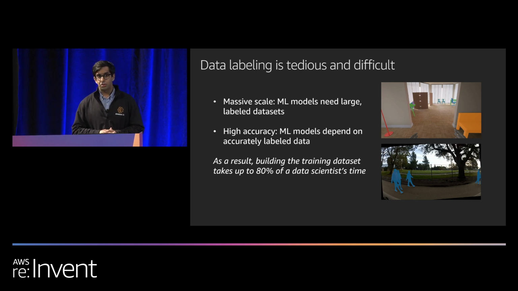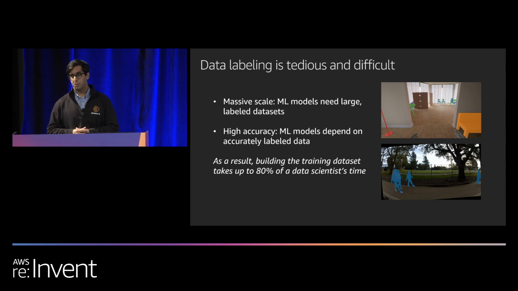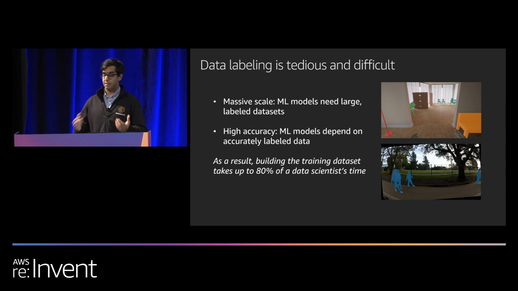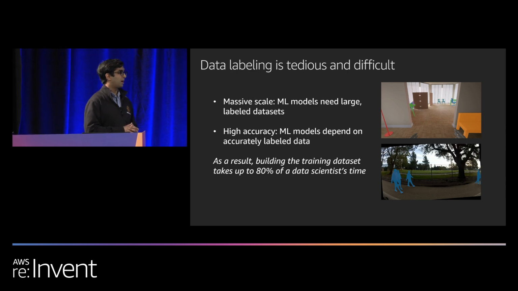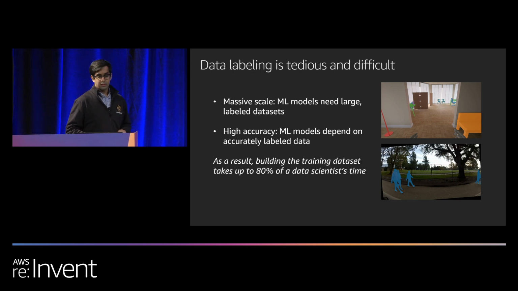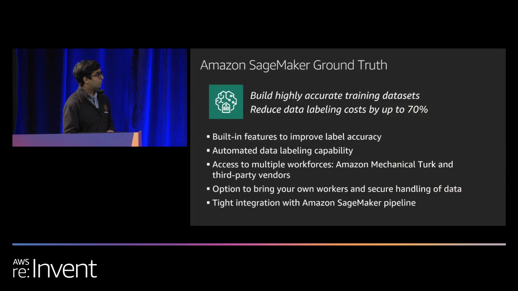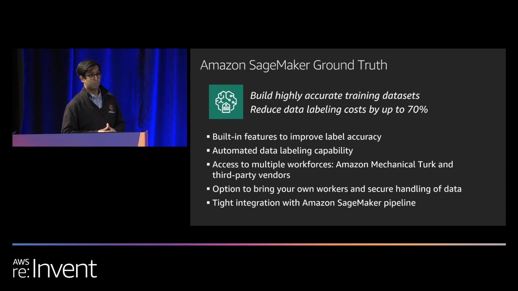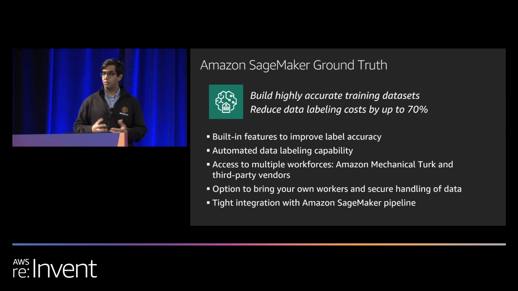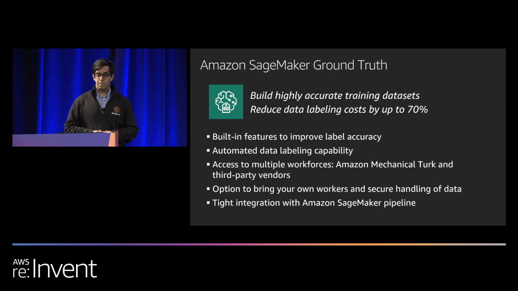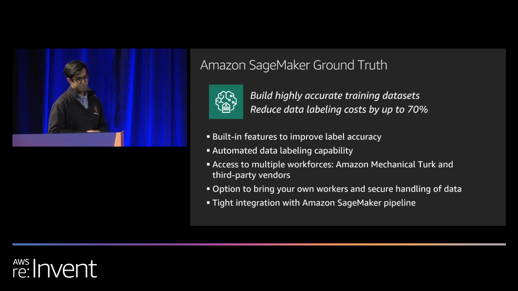And what we learned throughout that process in launching SageMaker Ground Truth was that many of our customers, data scientists, machine learning practitioners, were spending almost 80% of their time just on building the training data set. And so what we wanted to do was launch Ground Truth to help our customers ensure that their data sets were accurately labeled, and also help them reduce the cost and increase the efficiency of data labeling. And we see Ground Truth actually reducing data labeling costs by up to 70%.